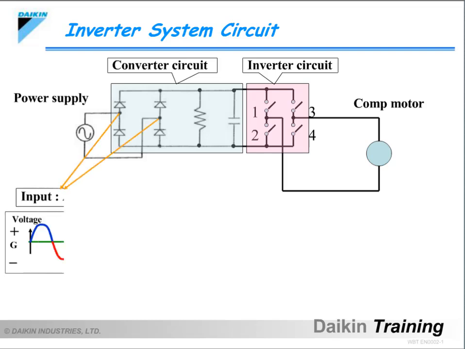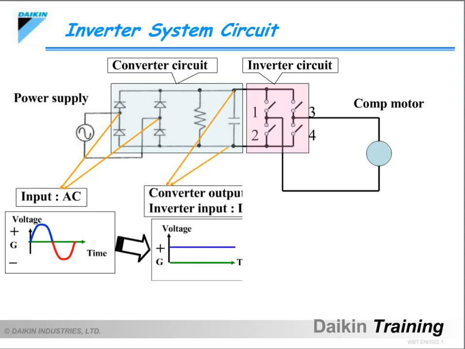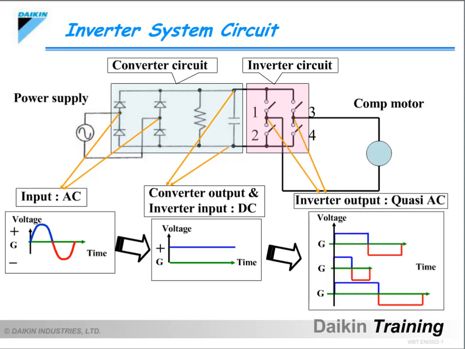The waveforms of the converter circuit input side, converter circuit output side, in other words, the inverter circuit input side and inverter circuit output side, are measured at the points indicated by the orange arrows on the circuit diagram. Next, I would like to explain the mechanism of each circuit.